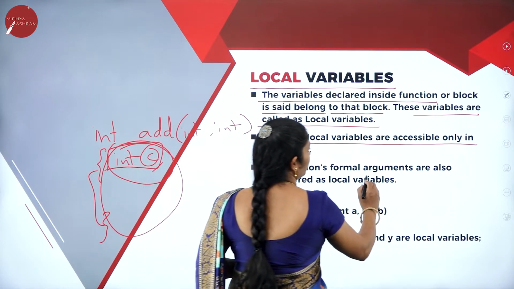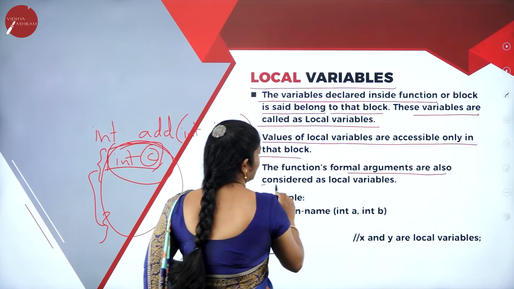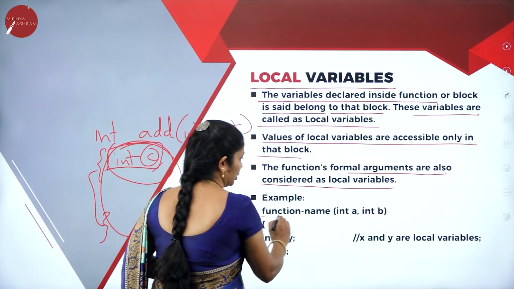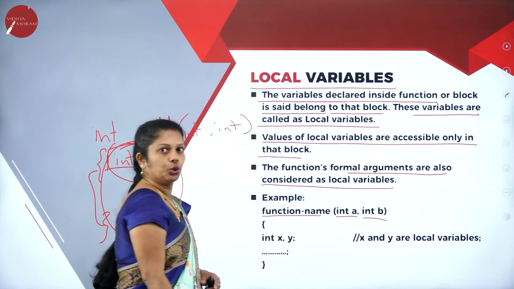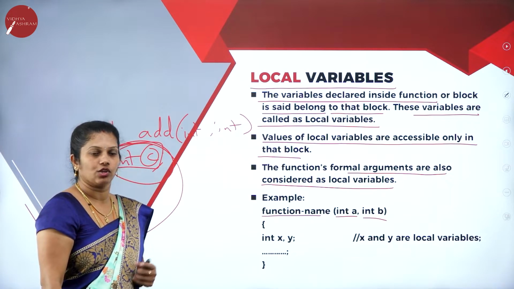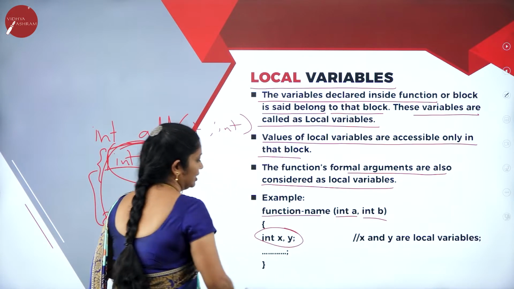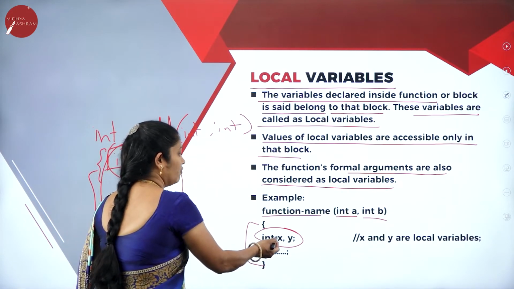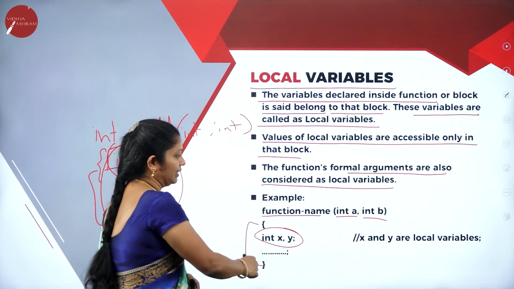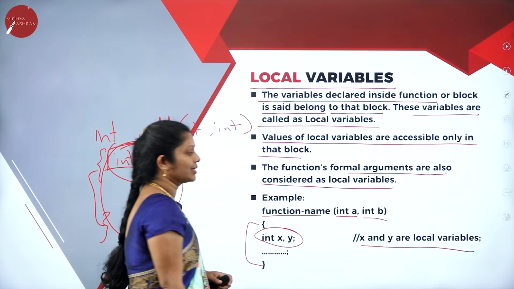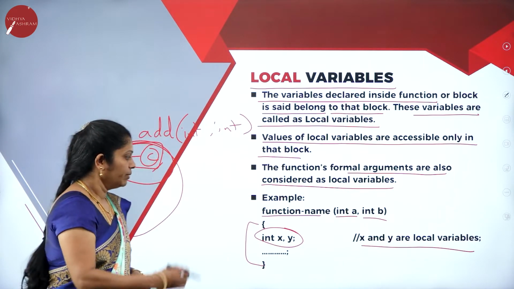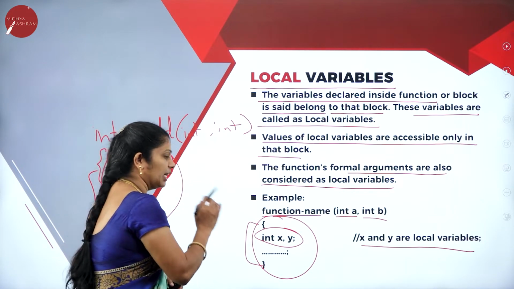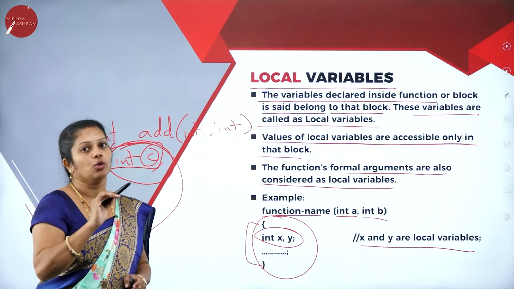The function's formal arguments are also considered local variables. For example, consider a function with int a, int b, two values a and b, both of type integer. Then inside this function I declare int x, y. It means we have two variables x and y of type integer. These two variables x and y are called local variables, and they will work only for this particular block. We can access them only in that block. Outside that block, it is not possible.